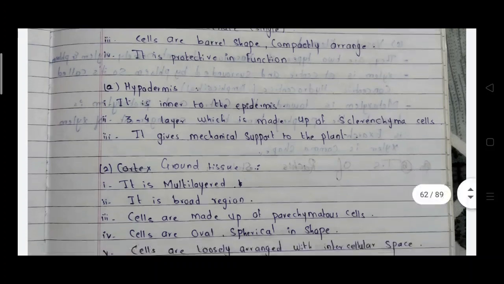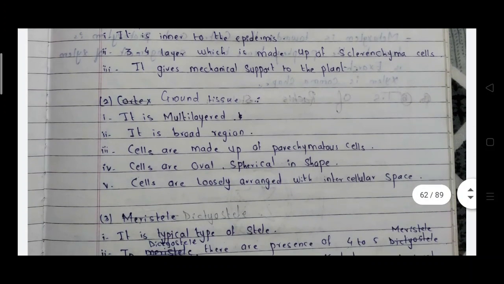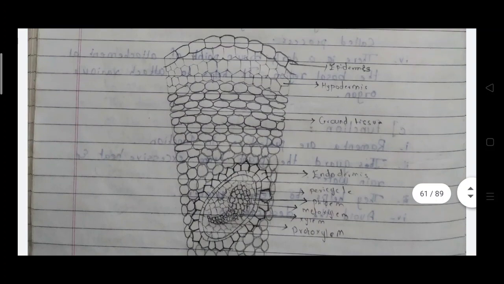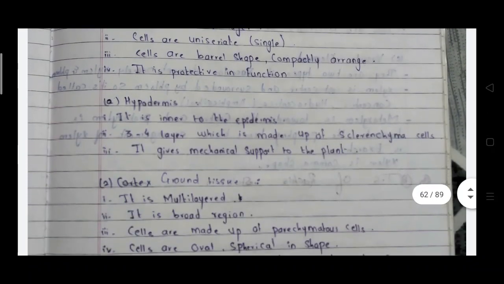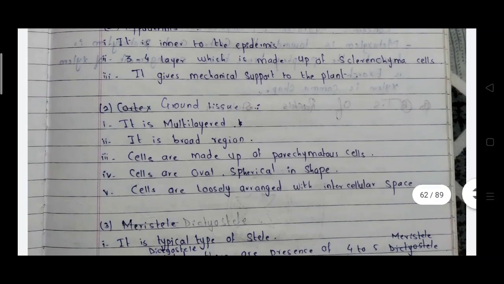Next, the second part of this transverse section is the ground tissue. For the ground tissue, you have to just see the figure. तो ग्राउंड टिश्यू इज़ द मिडल, जो भी सेल्स हमें सर्कुलर शेप में यहाँ पे ड्रॉ किए हैं, दैट इज़ द ग्राउंड टिश्यू. This ground tissue is multi-layered and it covers the broad regions.